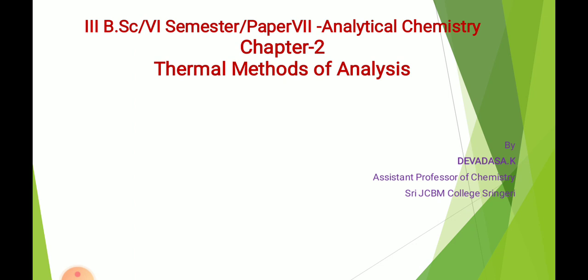Next we have seen thermogravimetric analysis. What is meant by thermogravimetric analysis? It's a technique whereby the weight of a substance in an environment heated or cooled at a controlled rate is recorded as a function of time or temperature. Then the different types of thermogravimetric analysis we have seen. The first one is isothermal or static TGA, the second one is quasi static TGA, and the third one is dynamic TGA. So these three things we have seen.